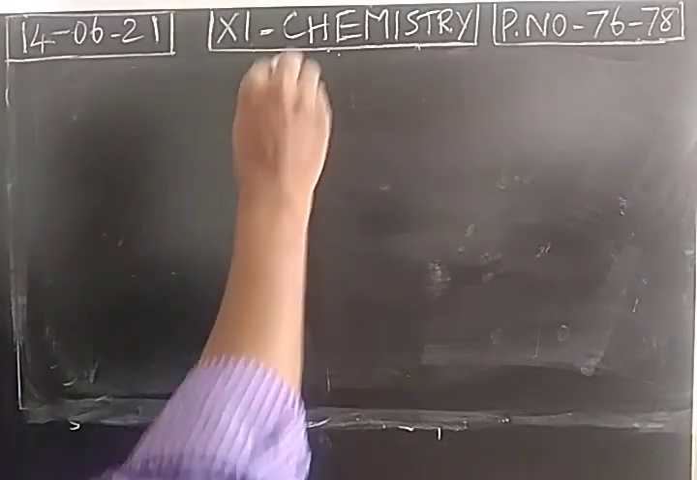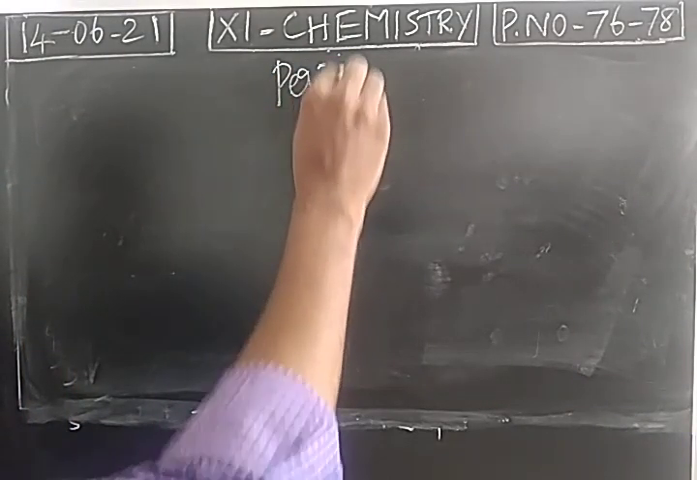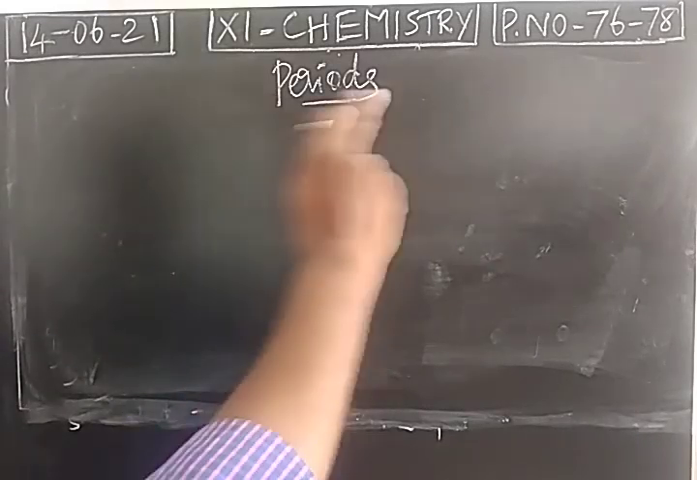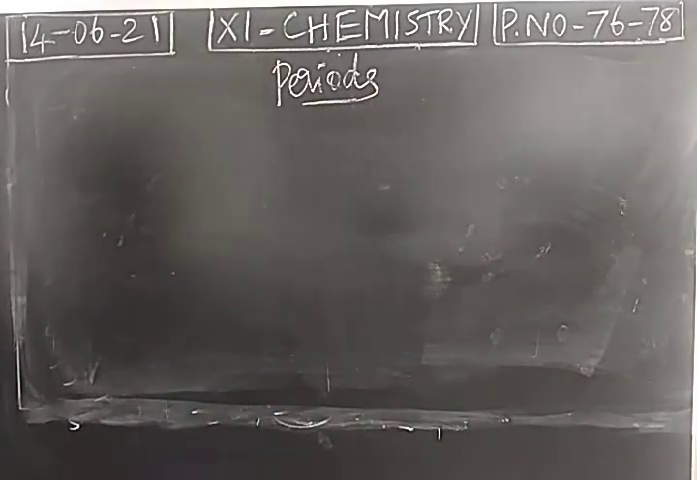So first we explain the grouping of elements in periods. When you take the modern periodic table, we have the vertical columns as well as the horizontal rows. First we are going to see the variation of electronic configuration in the periods. How electronic configuration changes for elements in periods. One by one we will discuss.